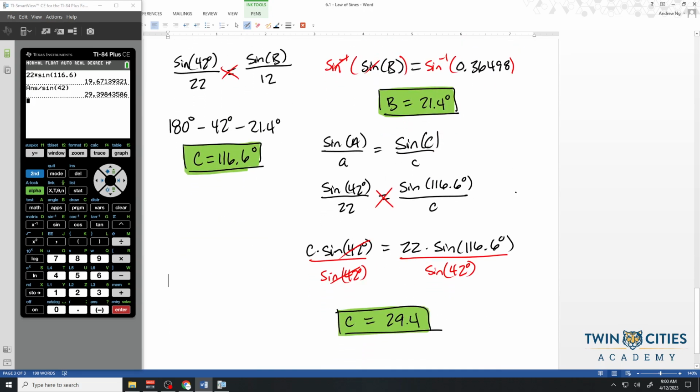All right, that is the law of sines. Hopefully that helps you out. If you have any questions, please let me know.